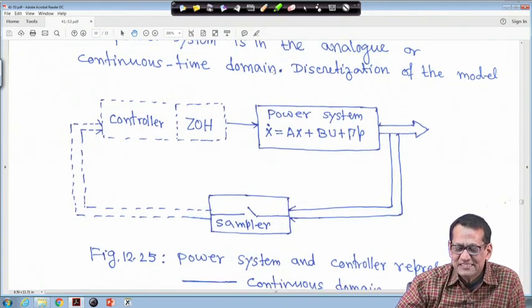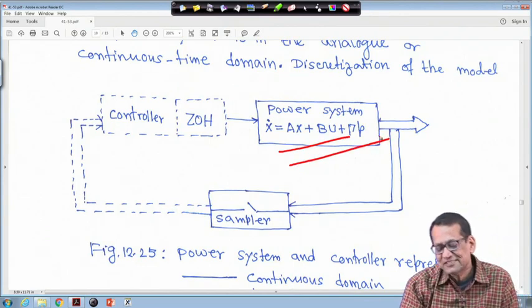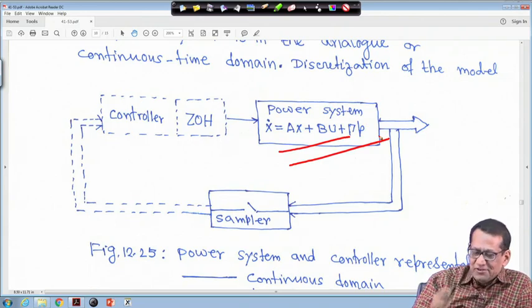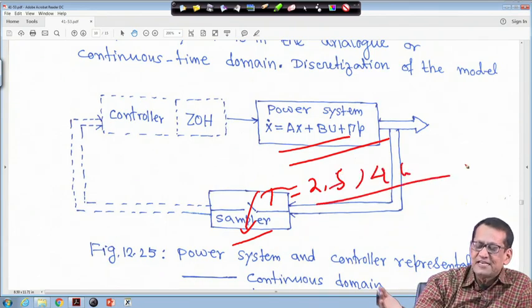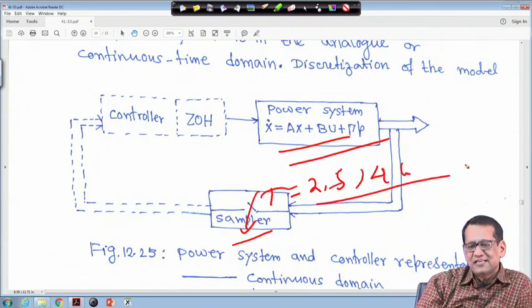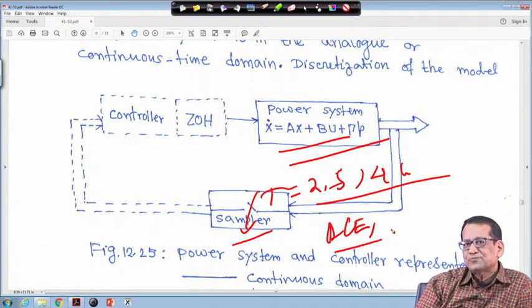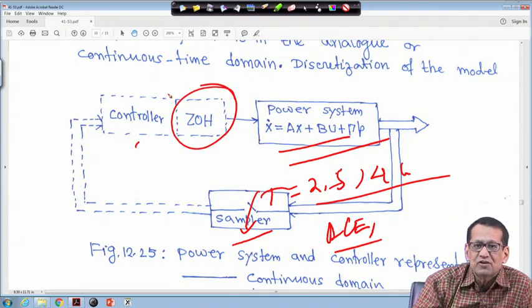A power system is there. We know that in mathematics, x dot is equal to Ax plus Bu plus gamma p. This is in the continuous time domain. Then you have a sampler. The sampling time may be T equal to 2 seconds, 4 seconds, or 8 seconds, 6 seconds, or 1 second. Suppose the output here is your ACE; you are sampling frequency and tie power, combining both: B into delta F plus delta P tie. After that the controller is here, then you make a zero order hold.